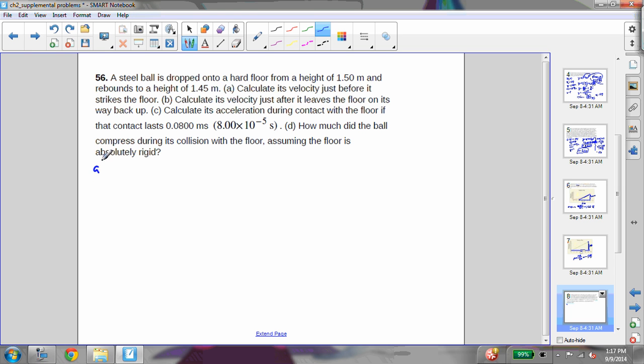So in part A, I have a ball. It's falling a certain distance down to the ground. I know that V0 equals 0. If Y0 equals 0, then Y, which is the final position, is negative 1.45 meters. That's at this point down here at the bottom. I know that A equals negative 10 meters per second squared. And I want to know its velocity at the very bottom.